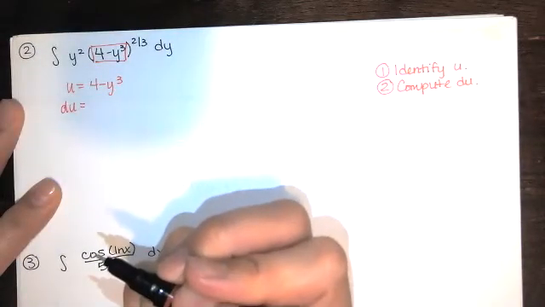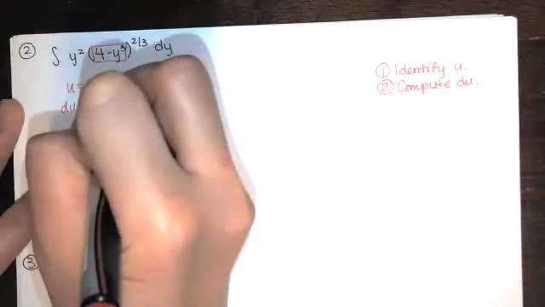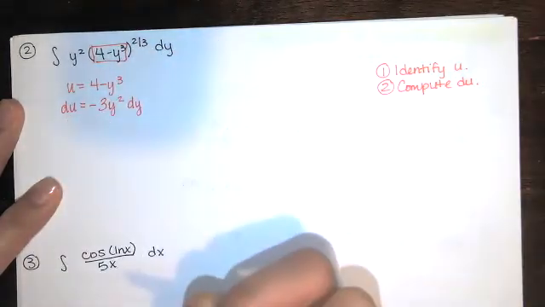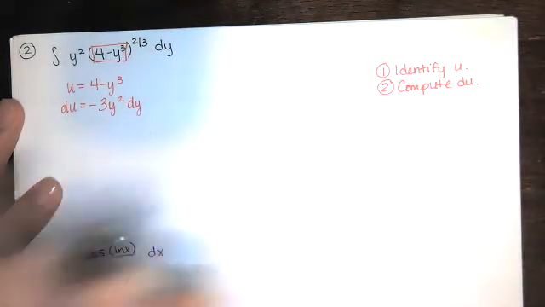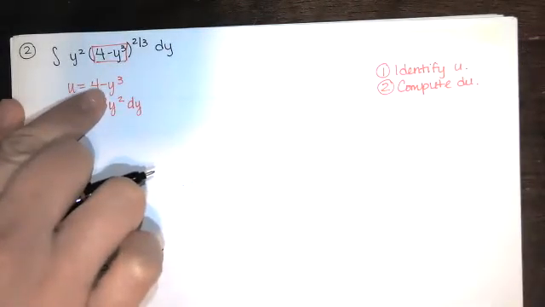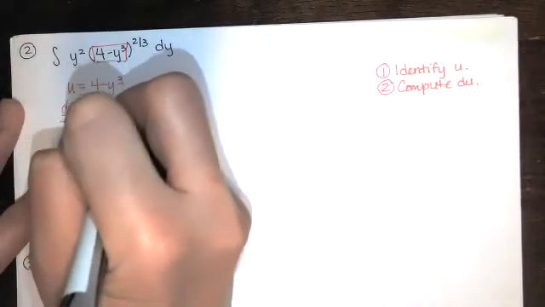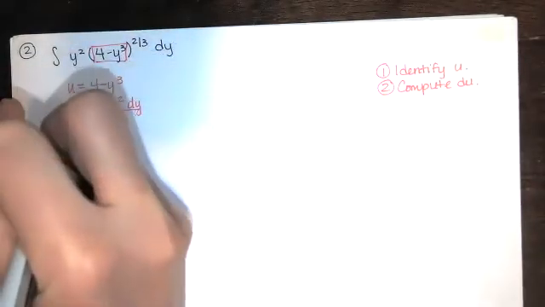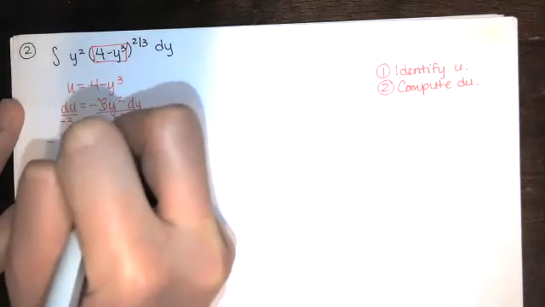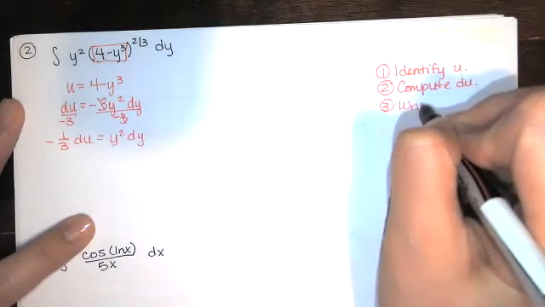The derivative of u is the derivative of 4, which is 0, minus the derivative of y cubed, which is 3y squared, times dy, that's du. Du is the derivative times dy. And I ignore the 3, and I look for the y squared dy. Do I have that? I do, but I don't have that negative 3. I'd like to get rid of it, so I'll divide both sides by negative 3, which is the same as multiplying by negative 1/3. And then I write my integral entirely in terms of the new variable.